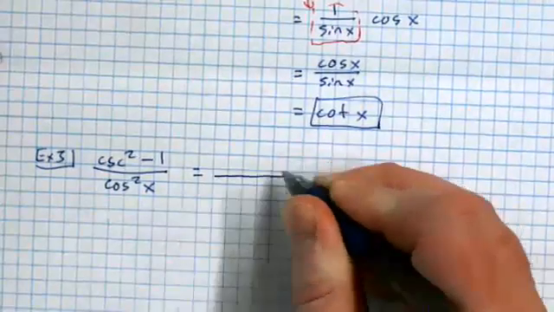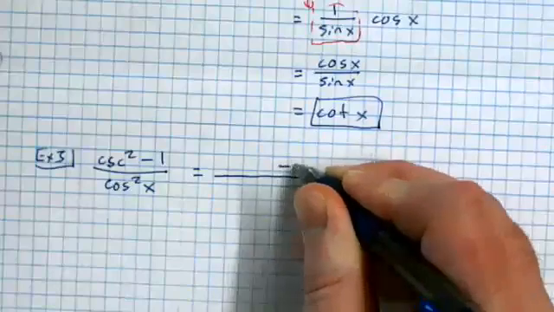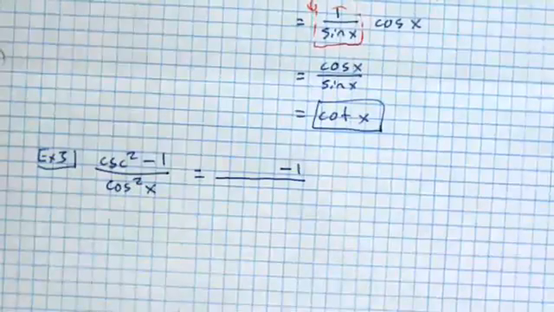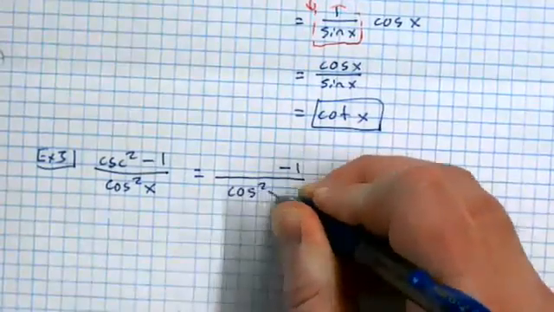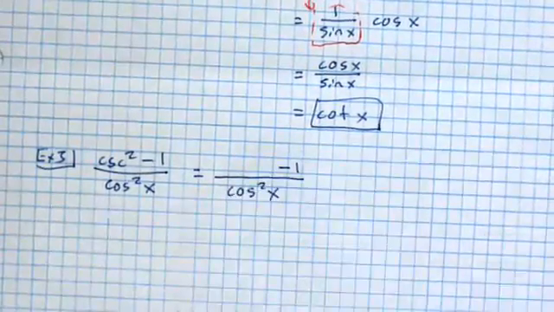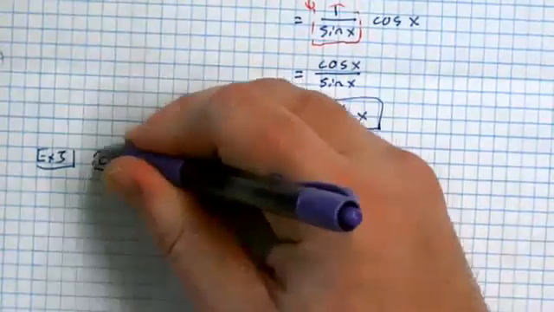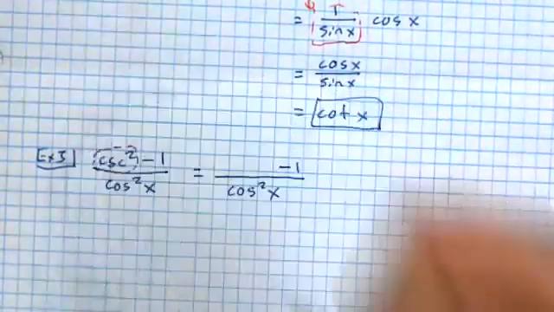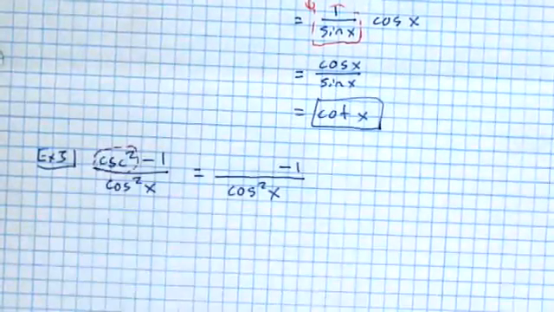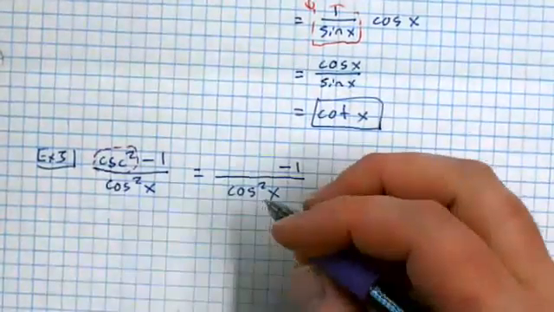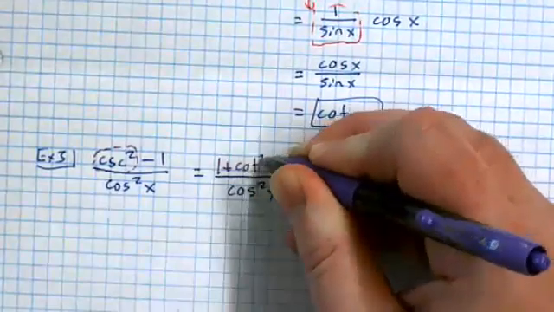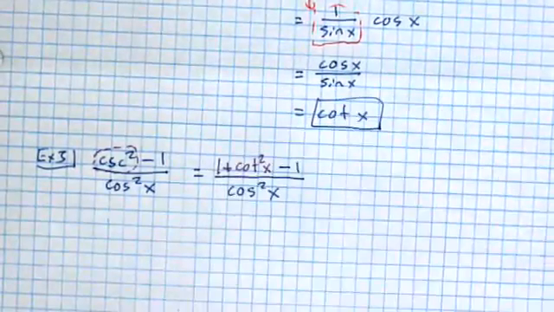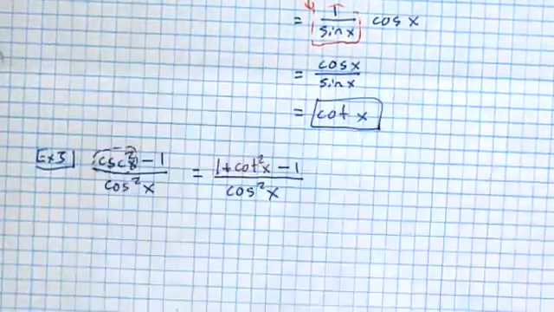I'm going to leave the minus 1 here. And I'm going to leave the cosine squared here. My identity says that cosecant squared is equal to what? 1 plus cotangent squared, right? Oops, I left out my x in my original problem. There should be an x.